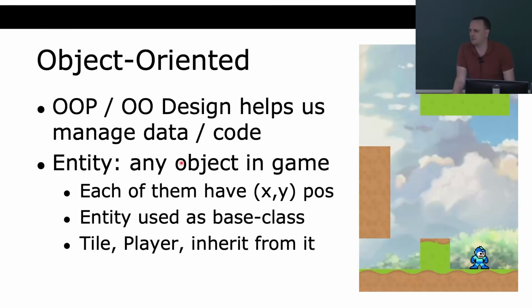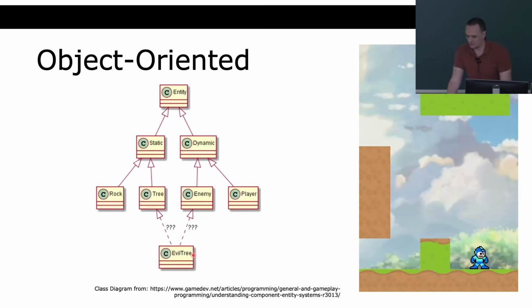So every entity in the game might have some sort of XY position. So maybe the base class entity would have an XY position, and then something like a tile or a player would inherit from that entity and then have their own properties, right? And then maybe a tile would have multiple types, etc. So what you would have is this sort of hierarchical decomposition of all the different types of things in your game.